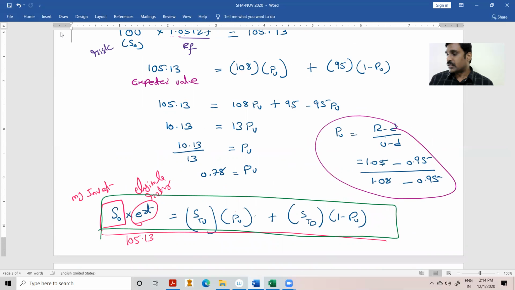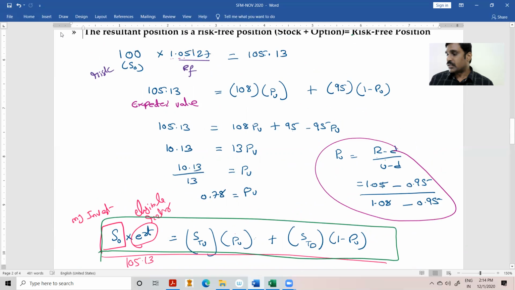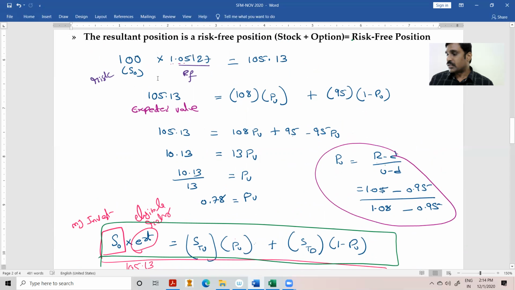If you use this formula, I have to assume that I'm investing 1 rupee. Why assumption? I'm investing 100 rupees, so right away I'll take 100 rupees. Okay, it may go to 108. Yes, I'll take 108 directly. This is the point. So either you can use this formula as a shortcut.